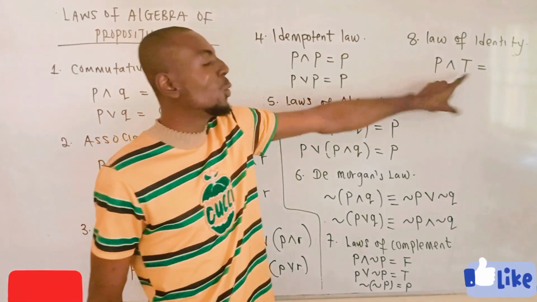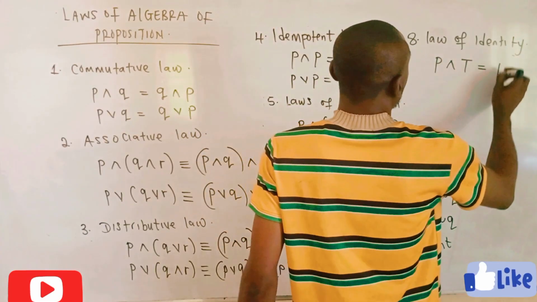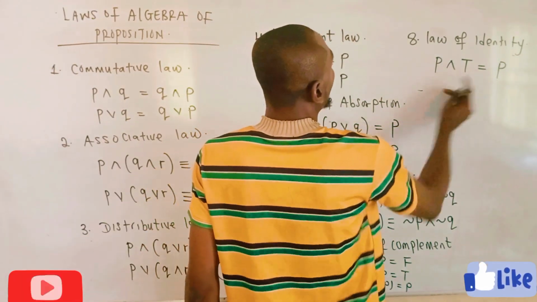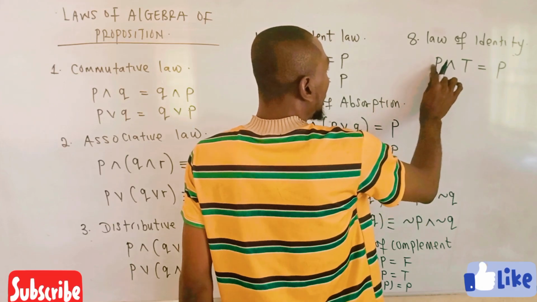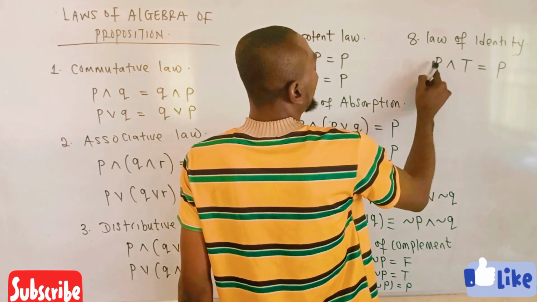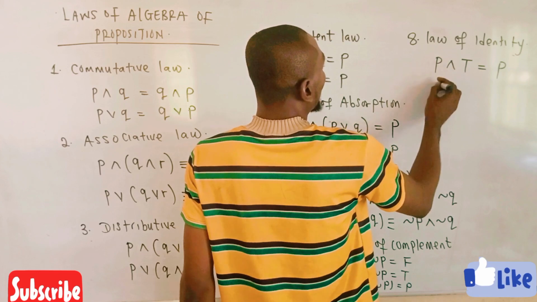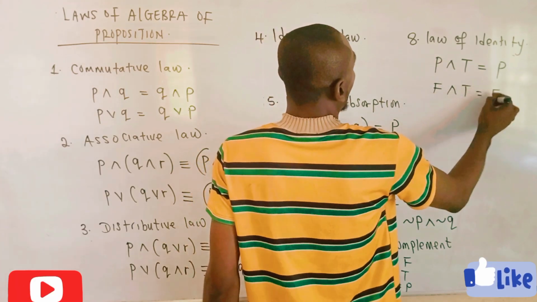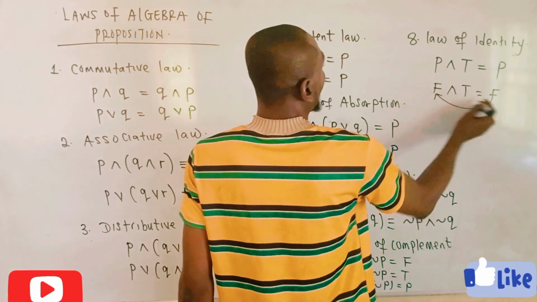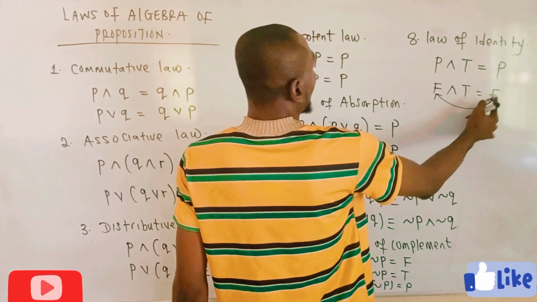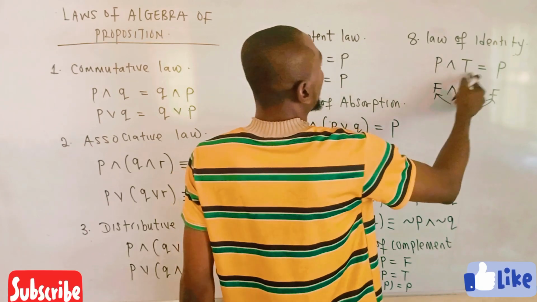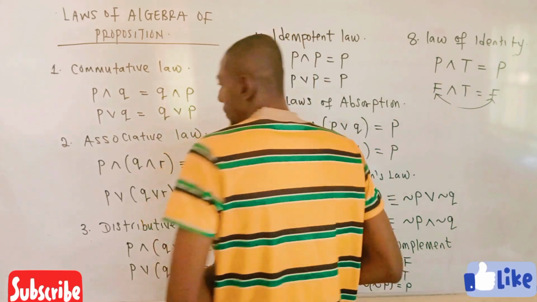Okay? P and true is equal to P, because if P is true, P and true becomes true, which is P. If P is false, false and true has to be false, which is the same thing as you can see. False here, so P here, P here. P and true is equal to what? P. Okay?